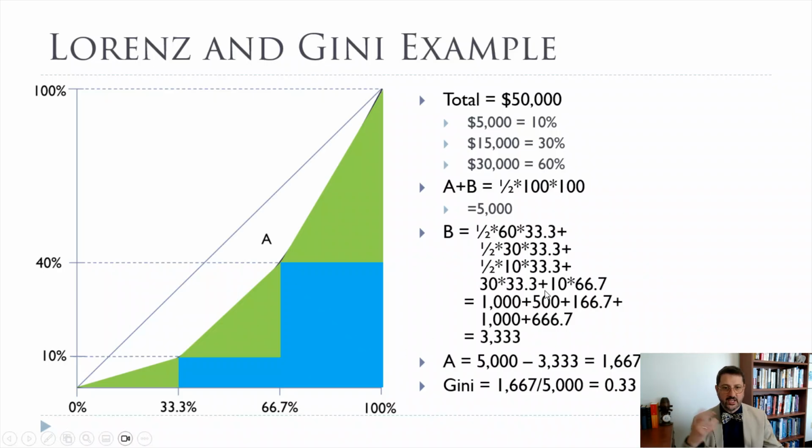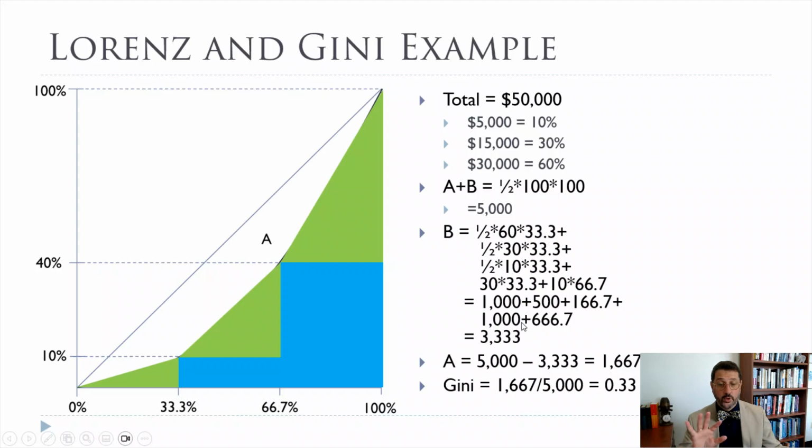And then if we just calculate all of these things, we get 1,000 plus 500 plus 166.7. Those are our triangles. Plus 1,000, that's the first rectangle. Plus 666.7, that's our second rectangle. We add it all together. We get the area of B is 3,333.